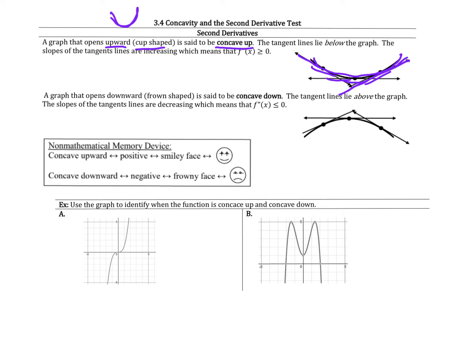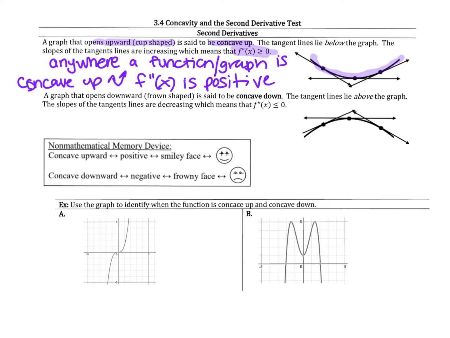And what that means is that the tangent lines are increasing, or the second derivative is positive. So any graph that is concave up, that means that in that portion of the graph, the second derivative is positive. So again, anywhere that the graph of a function is concave upward, and you can see that U shape, the second derivative is positive in that particular area.